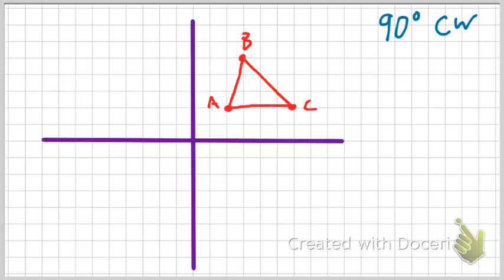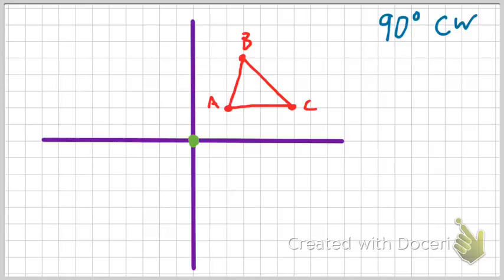Okay, now, here is the method for doing this, and make sure you're paying attention to this, because this is the lesson. We're going to go 90 degrees clockwise around the origin. So the point that we're rotating around is the origin in this situation. So I'm going to go ahead and mark it.